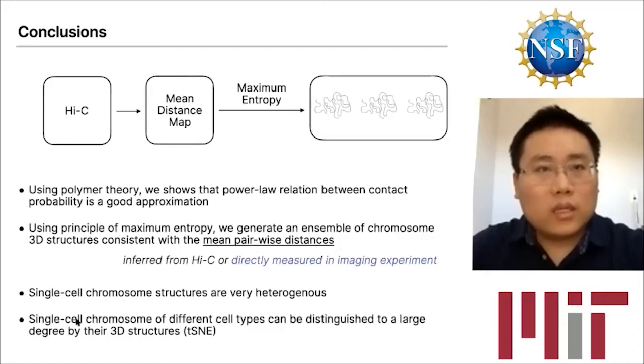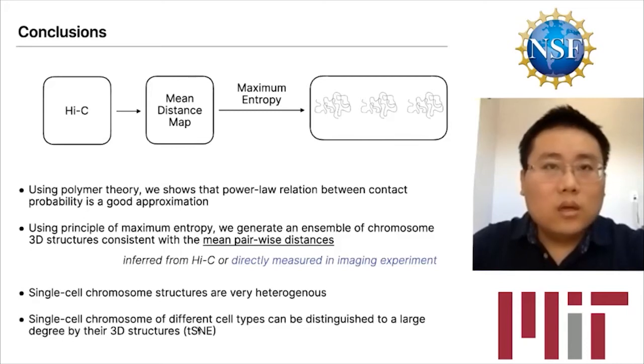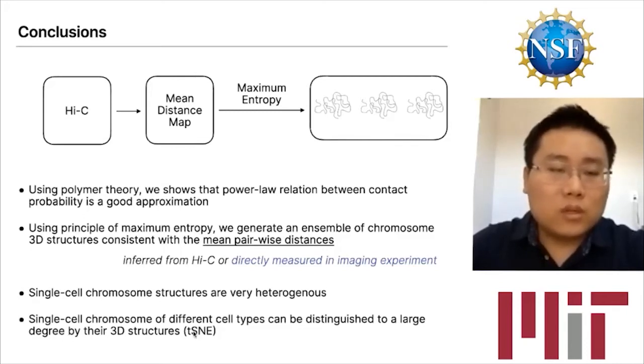Instead of this heterogeneity, the chromosomes of different cell types can nevertheless be distinguished to a large degree in terms of their 3D structure using manifold learning techniques such as t-SNE.